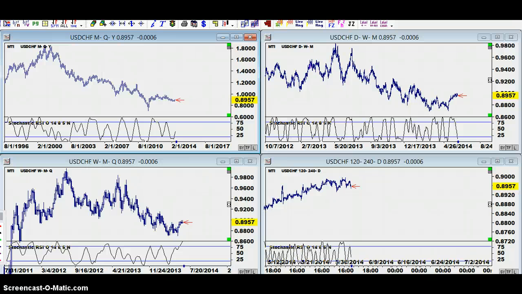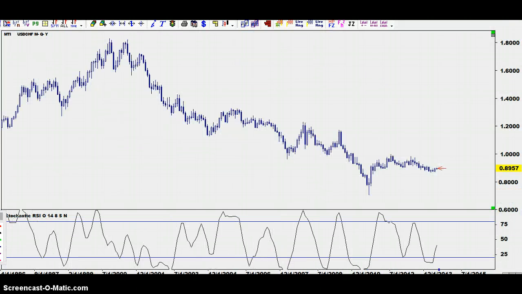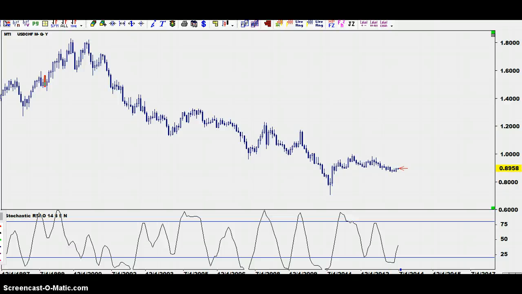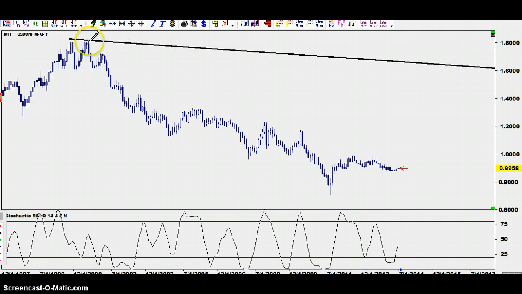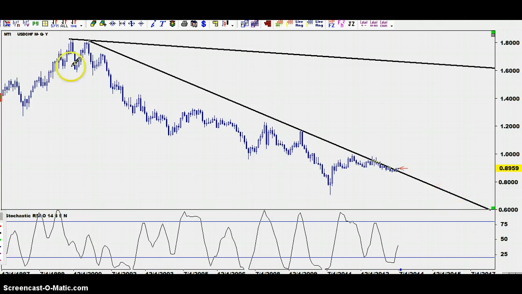Hey guys, welcome back. We are looking at the USD Swiss franc today. Let's do a full analysis of this pair just to see what direction the chart is actually moving in. If we put our long-term trend line all the way up here, here we go, as our inner trend line.